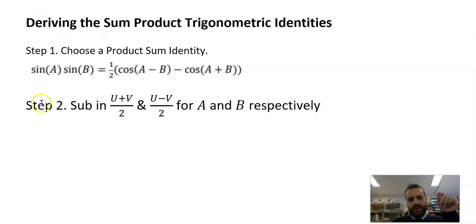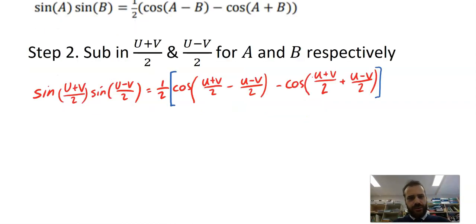So step 2 here, I'm going to sub in u plus v over 2 and u minus v over 2 for a and b respectively. And don't worry about why, let's just trust the process. You can see I put u plus v over 2 for a and u minus v over 2 for b. And then I've done the same here, here, here, and here.